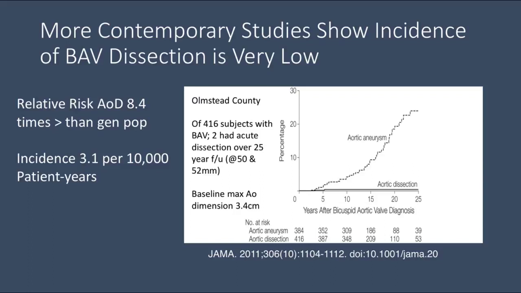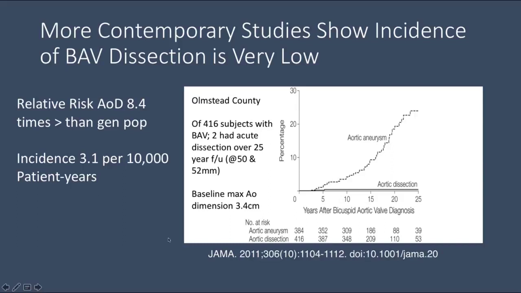More contemporary studies have shown that the dissection rate for BAV is actually quite low. This was a study published in JAMA in 2011 looking at the Olmsted County population, Mayo Clinic. They followed 416 individuals with a bicuspid aortic valve, and over a 25-year period, there were only 2 acute dissections. This still gives us a dissection rate about 8 times higher than you would expect in the general population, but the absolute incidence is very small, 3.1 per 10,000 patient years.